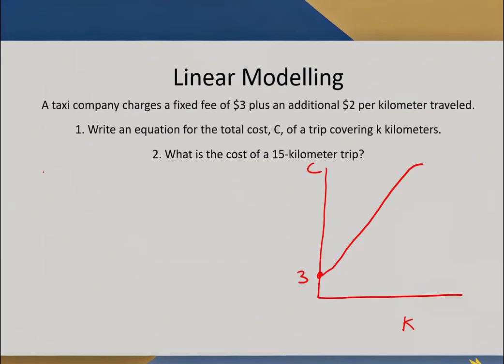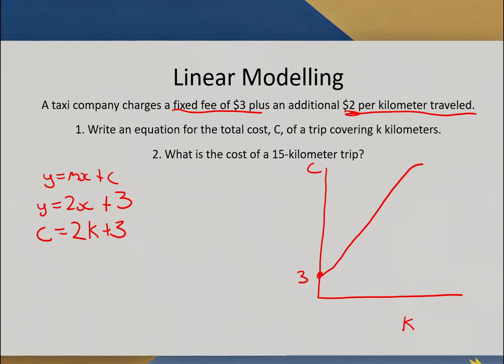So again, if I write down my formula, Y equals mx plus c, I'm just going to plug in what I know. So I know $2 per kilometer traveled, that will be my gradient. So Y equals 2x. And I know my C is the starting fixed fee of $3. I will change my Y and X to C and K to represent the problem.